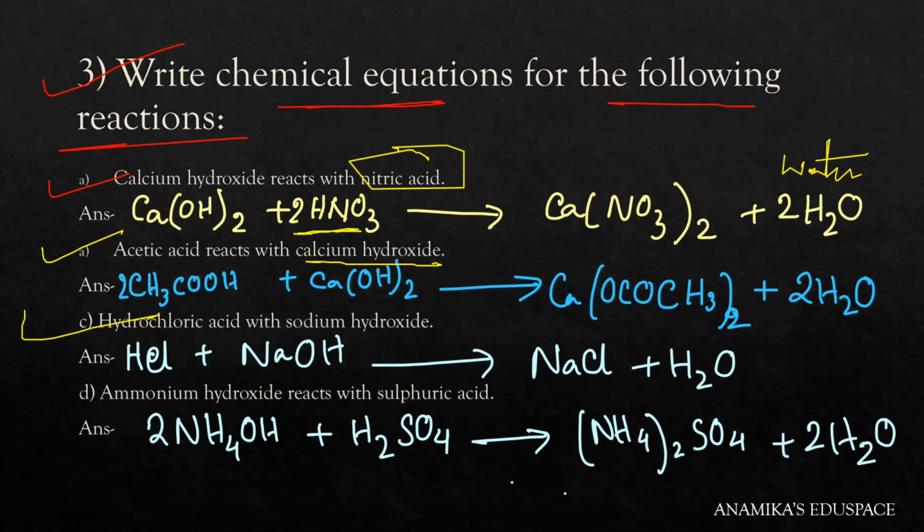Next is hydrochloric acid, that is HCl, which reacts with sodium hydroxide, that is NaOH, and gives us NaCl, common salt sodium chloride, plus water, that is H2O. Next is ammonium hydroxide, 2NH4OH, which reacts with H2SO4, and gives us (NH4)2SO4 plus H2O. Clear? Now let's move to the next question.